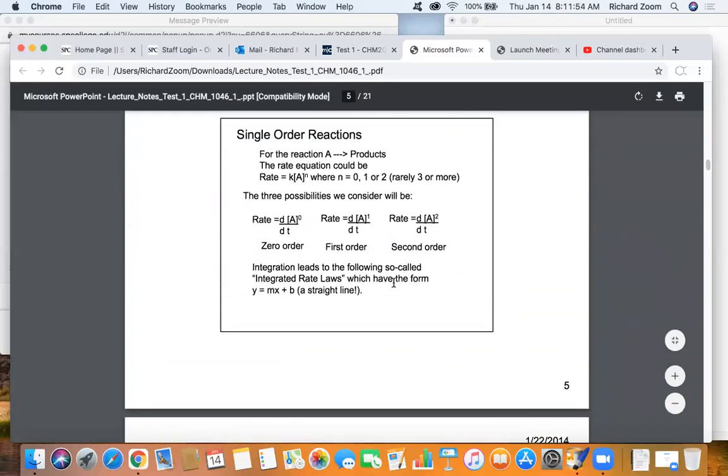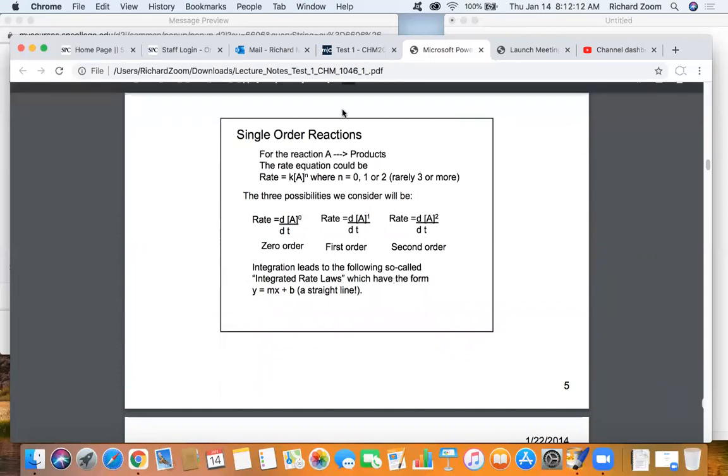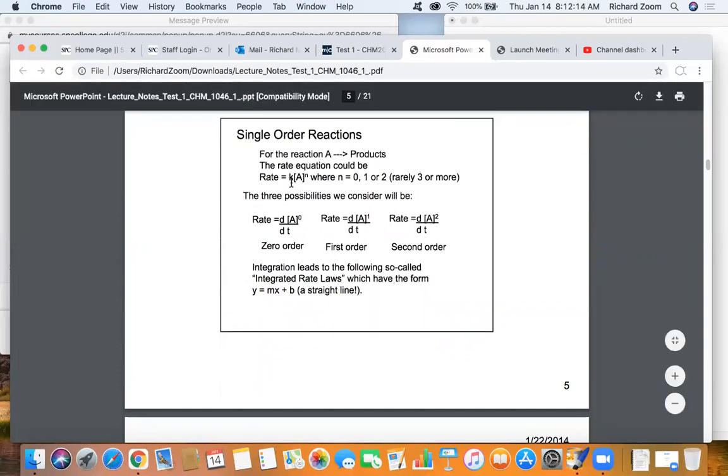Now, the ones we're going to deal with today are kind of a special case. It's a situation where we've just got one reactant and it's going to products. The situations we're dealing with here will just be when the rate is zero order, first order, and second order. So the rate equation for all of these is going to be rate equals k, A to the n.